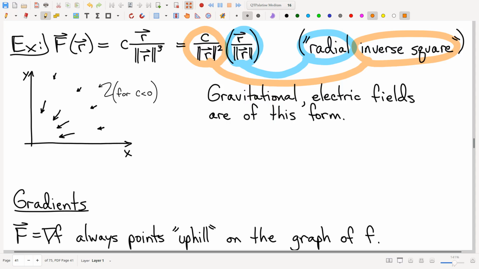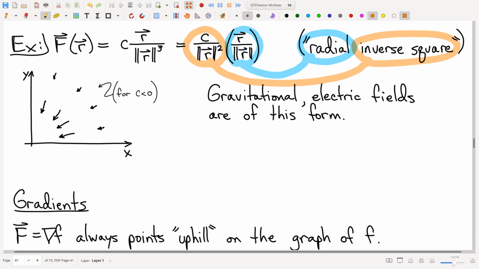So what? Well, flashbacks to high school physics, right? What's the formula for gravity? Well, it's radial inverse square. They don't say it like that, but it's always toward the origin, or if the origin is where the mass is, right? And the magnitude of the gravitational force is the reciprocal of the square of the distance. So it's radial inverse square. And then likewise, think back, I don't know if you had an E&M course in high school, or maybe you've already had one at Duke, but electric forces are also radial inverse square.